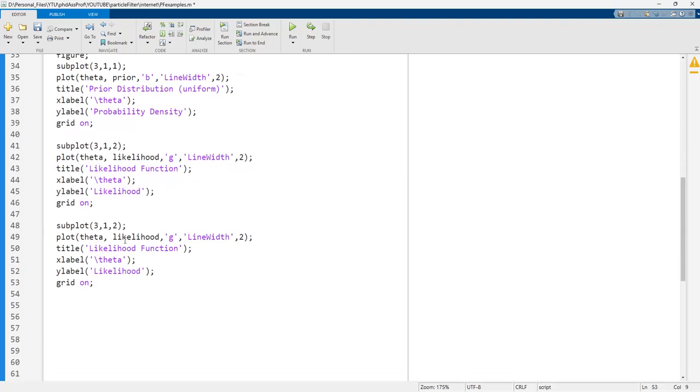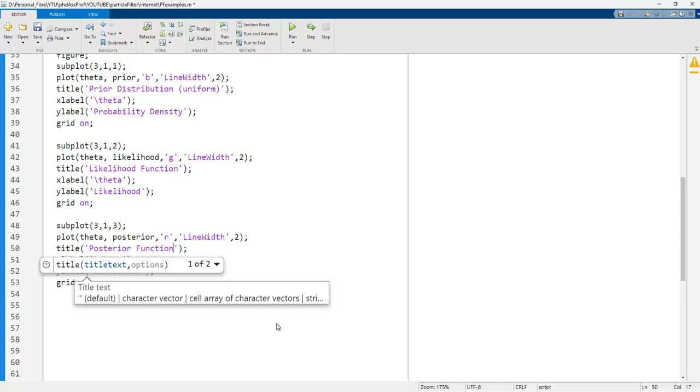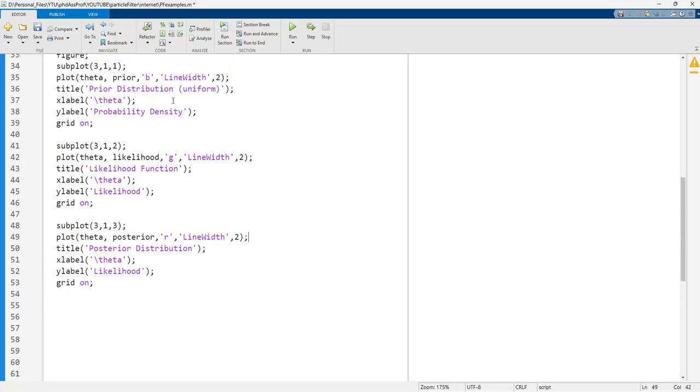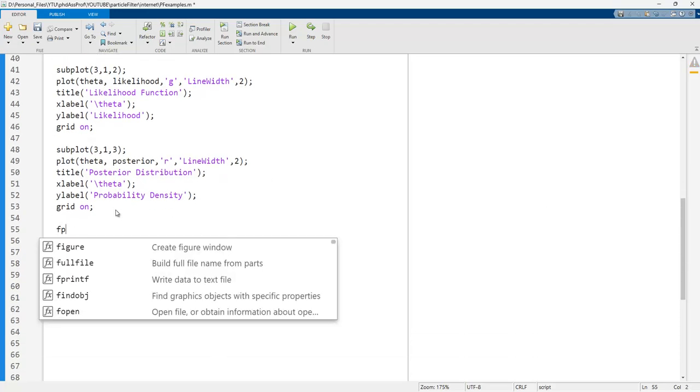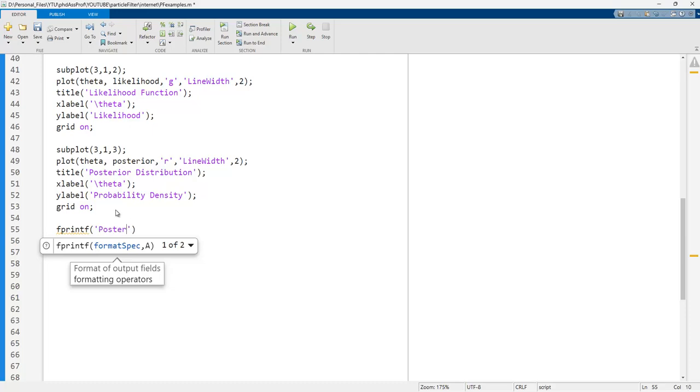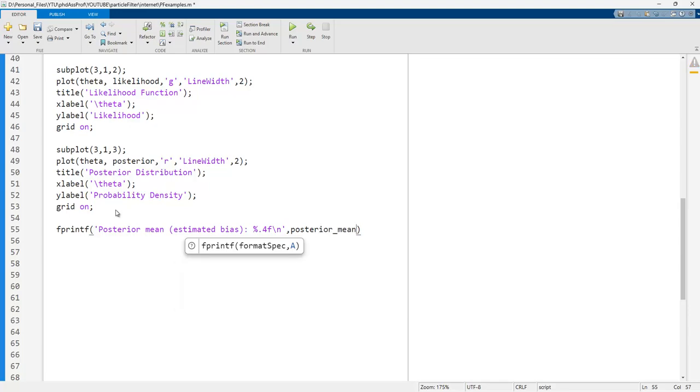and also we need to copy the last term, theta posterior. This is the red one, this is the posterior distribution, and this is the probability density. And after all, we need to print with fprintf the posterior mean estimated bias, which is given by percent f, new line, posterior mean.